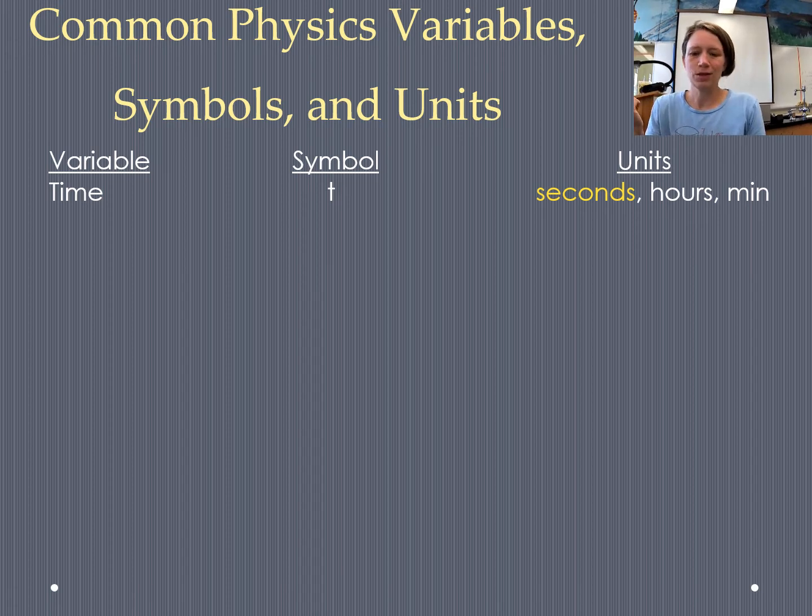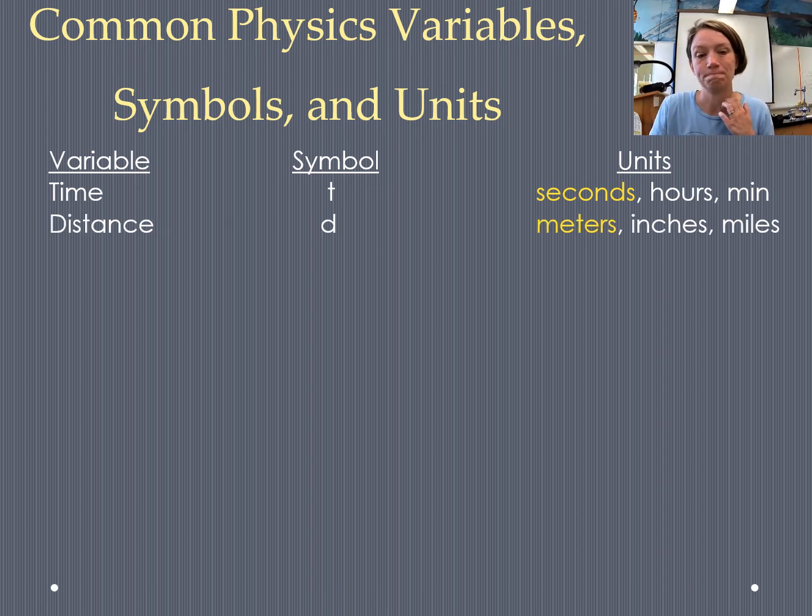So the first variable that we'll deal with is time. Time is really relevant in physics. Of course, we've got to understand time to know how the world's going to work. And the symbol that we use to represent time in an equation, or just if we don't want to write the whole word, is a lowercase t. The units for time are anything that you would normally measure time in. So seconds, hours, minutes, years, months, eons, those are all possible units for time.